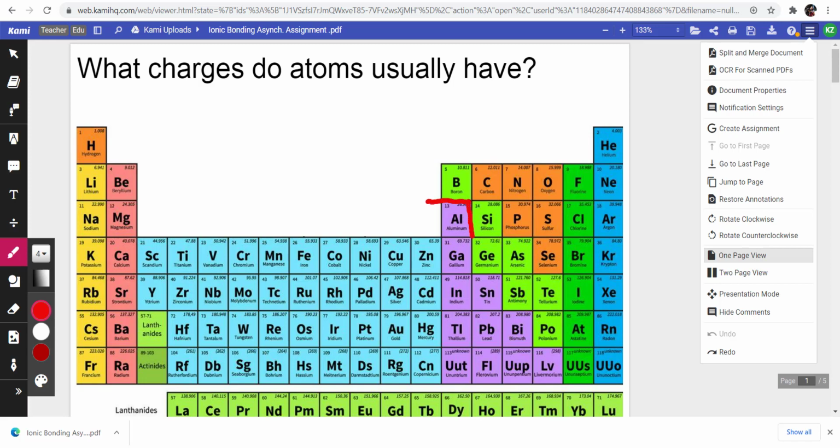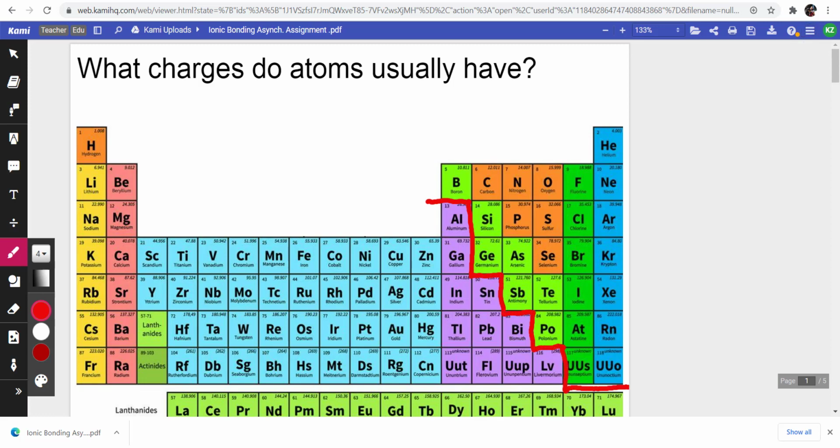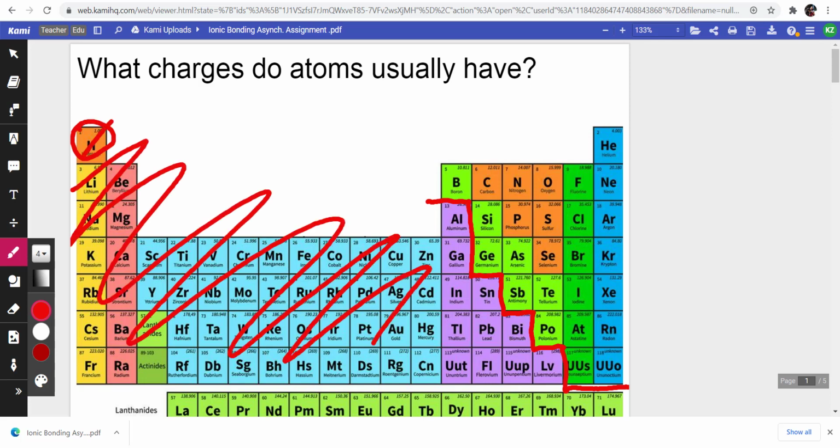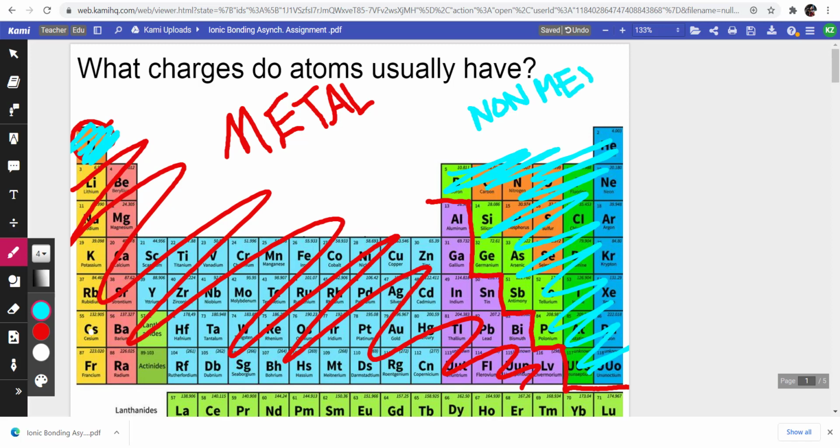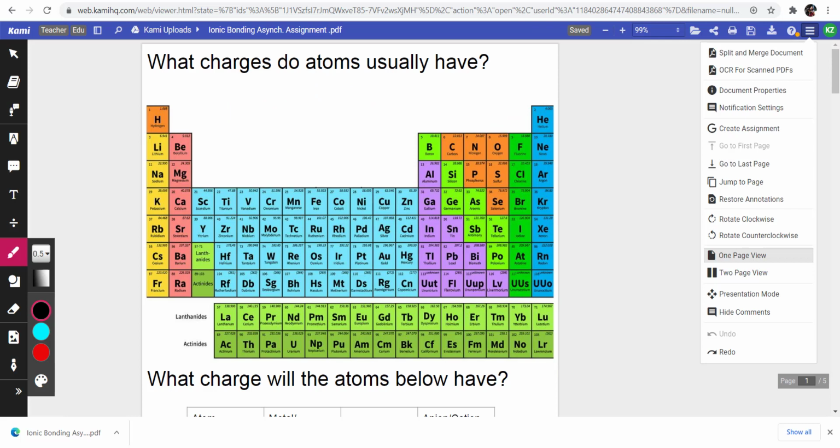Everything on this line that I am drawing, except for hydrogen, is considered a metal. So everything except for hydrogen. Everything on this side is considered a metal. Everything on the other side, including hydrogen, is considered a non-metal. Okay, so let's go ahead and get started on what charges atoms usually have.